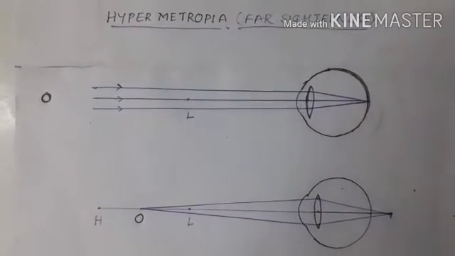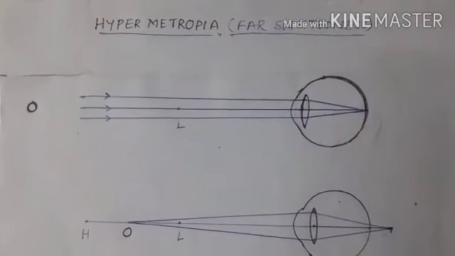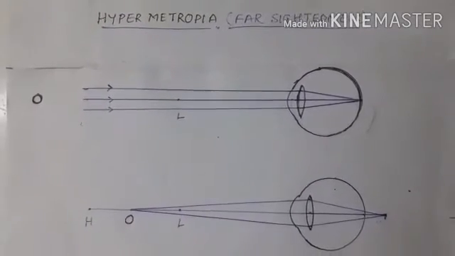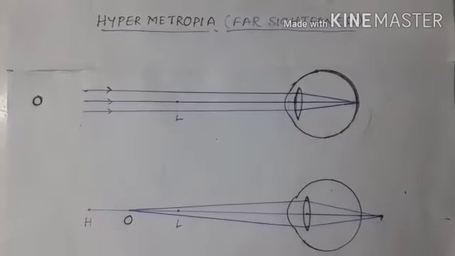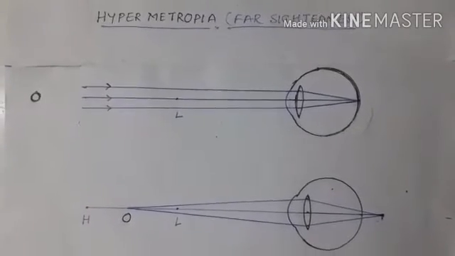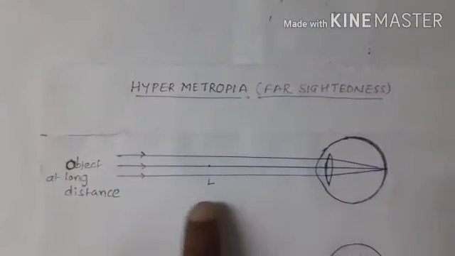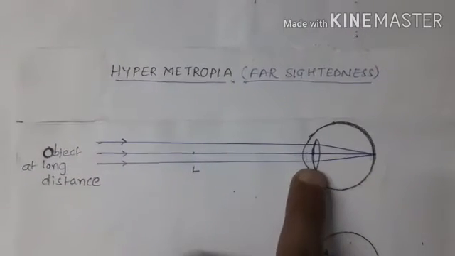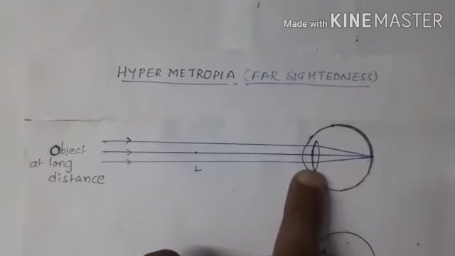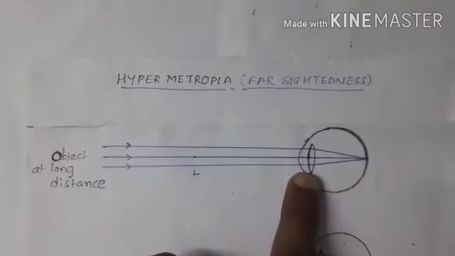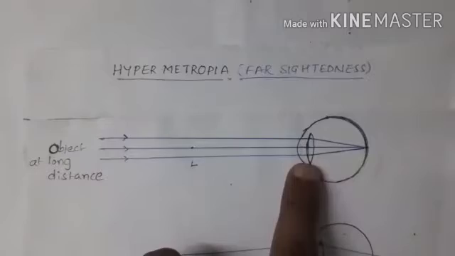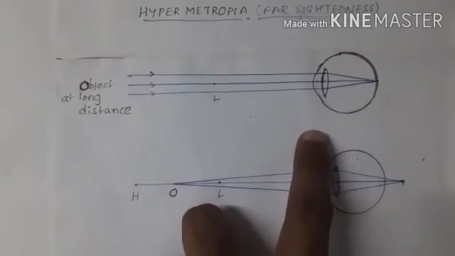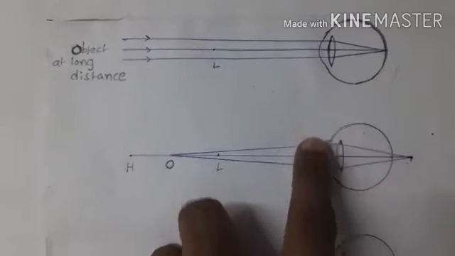Hypermetropia, farsightedness. That is, we can observe objects at long distances, but we fail to observe objects clearly at the shortest distance. Here the eye is observing an object at long distance. In this situation, the ciliary muscles get relaxed. Then the focal length would be 2.5 centimeters. An image forms here. But this eye has a defect.